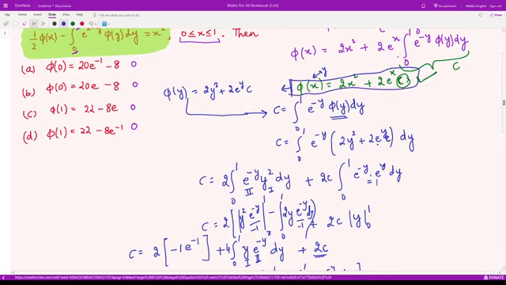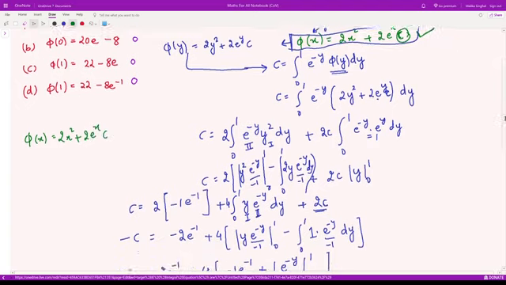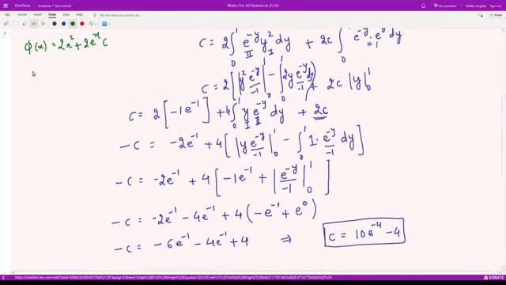So what our phi becomes? Let us see. So our phi was 2x square plus 2 e to the power x into c. And what is the value of c? It is equal to 2x square plus 2 e to the power x, c is 10 e to the power minus 1 minus 4, right? So let us solve this.